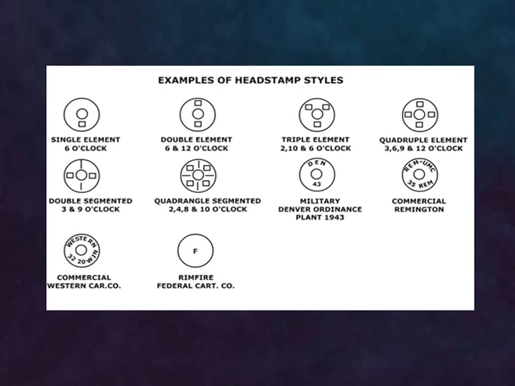This figure shows the head stamp styles. Earlier cartridges used to have head stamps which were segmented, but these types of head stamps were discontinued after World War I. Clock face orientation is used to indicate the location of elements, and some of the examples of head stamp markings have been shown in the figure.